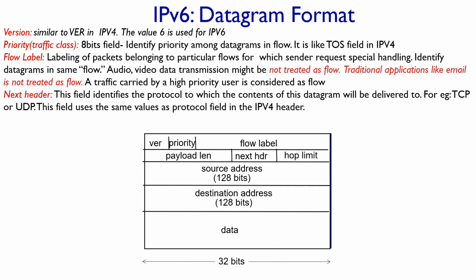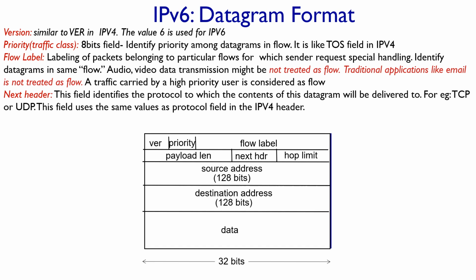The next field is traffic class or the priority field, which specifies the priority of the datagrams. The priority field is similar to TOS, type of service. Depending on the type of the datagram, it specifies the priority of the datagram. It is a similar concept to the previous case.